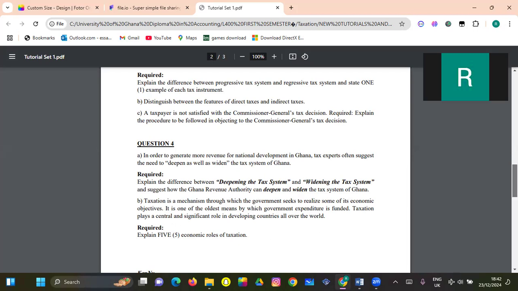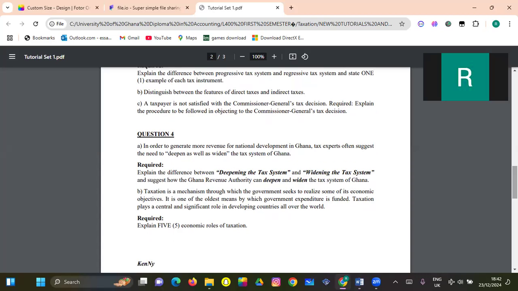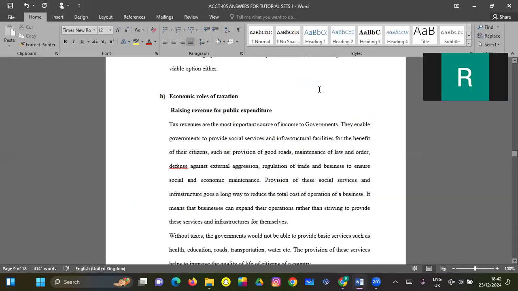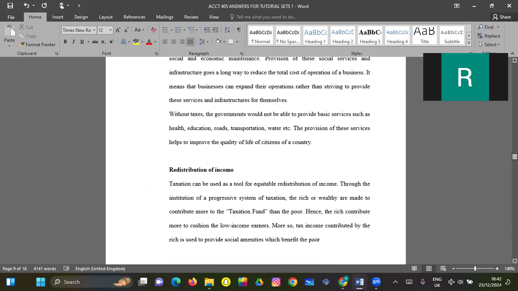This we know: to raise revenue, to finance budgets, to control inflation. So, raising revenue for public expenditure. Yes, so this is some brief explanation here. Then we also know redistribution of income. Basically, in this type of economic rule, the richer is being taxed more, right? Whilst the poorer is being taxed less.